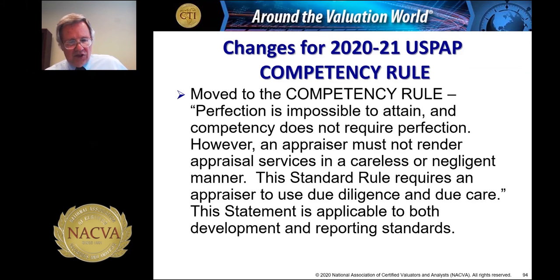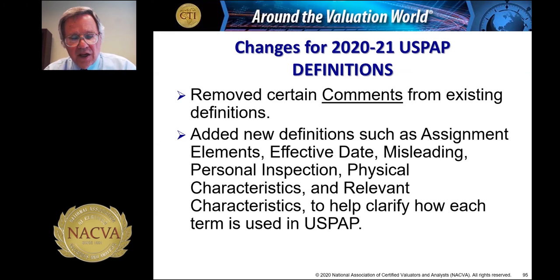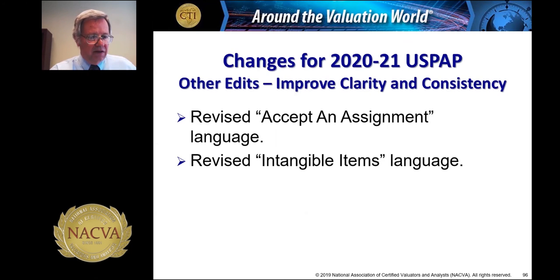Next slide, which deals with definitions. They removed certain comments from existing definitions, and they added new definitions such as assignment, elements, effective date, misleading, personal inspection, physical characteristics, and relevant characteristics to help clarify how each term is used in USPAP. Next slide. There were some other edits that improved clarity and consistency.